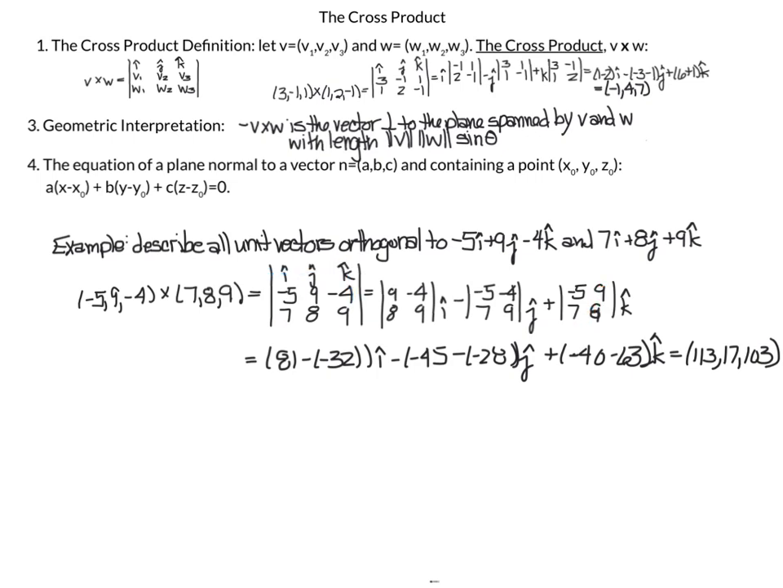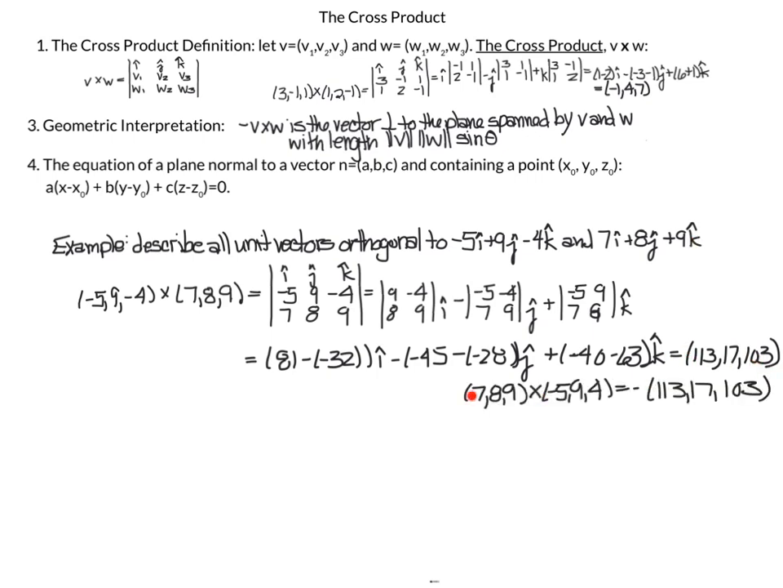Now, in the i direction, I'm going to have 81 minus negative 32. In the j direction, and there's a minus in front of that, I'm going to get minus 45 minus negative 28. Plus, in the k direction, I'm going to get minus 40 minus 63. These numbers are really big, which is disturbing. So adding such big numbers, I have 113, 17, and minus 103. So this is one vector that's perpendicular to the two vectors.